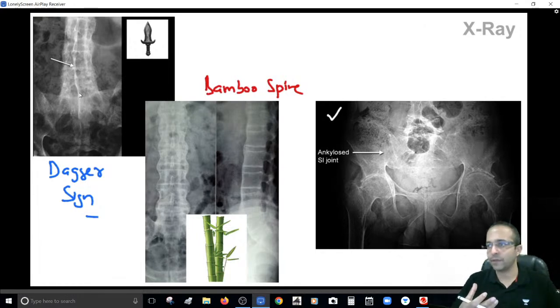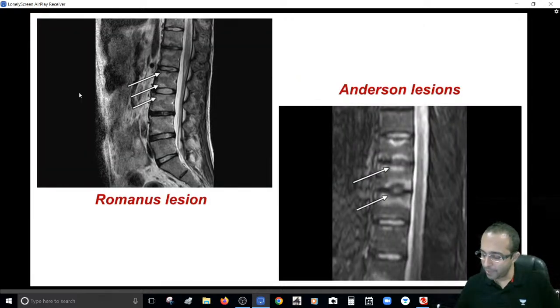Perfect enough, perfect enough. So these are the classical signs on the X-ray that tell you that you are dealing with this ankylosing spondylitis case. What you may see on the MRI: the Andersson lesions and the Romanus lesions.